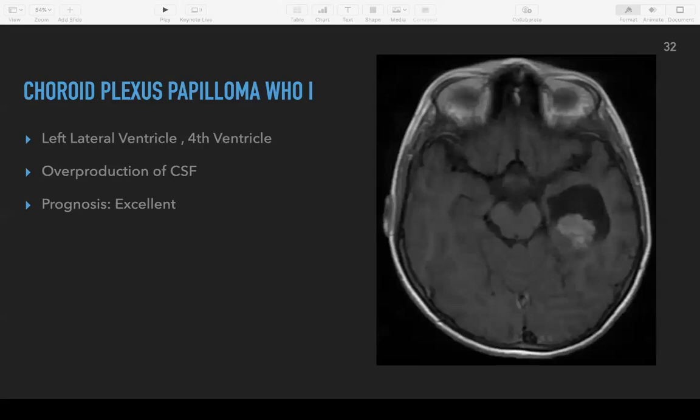Next is choroid plexus papilloma. It is a benign lesion originating from the choroid plexus. Usually in pediatric age group, left lateral ventricle is the most common location, and in adult, fourth ventricle is the most common location. As I told you, choroid plexus papilloma is capable of producing CSF, and this will cause dilatation of the ventricle like this patient, and they will have signs and symptoms related to high ICP and active hydrocephalus. Usually the prognosis is excellent after total resection.